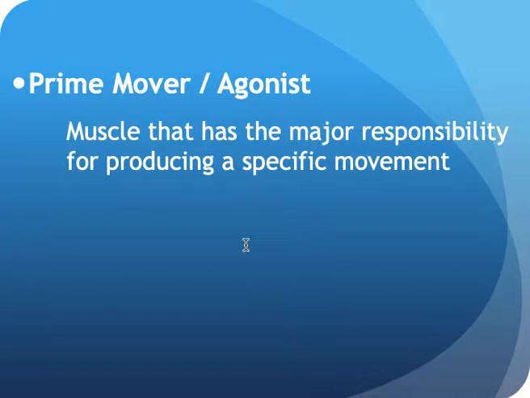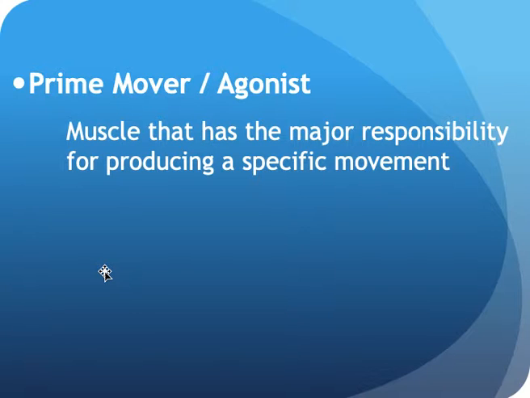The prime mover, or the agonist, is the muscle that has the major responsibility for producing a certain movement. And when you're naming muscles, you always have to specify what movement and what joint you're talking about. So if I say I'm going to do shoulder flexion, or if we switch and say I want to bend my elbow, okay, if we want to do elbow flexion, the prime mover for that is going to be my bicep muscle.